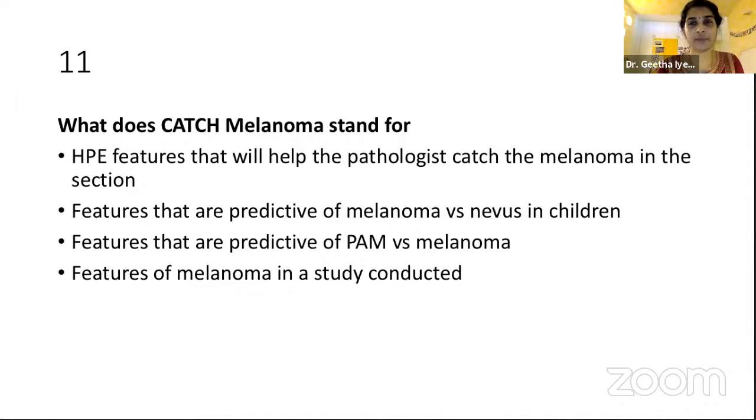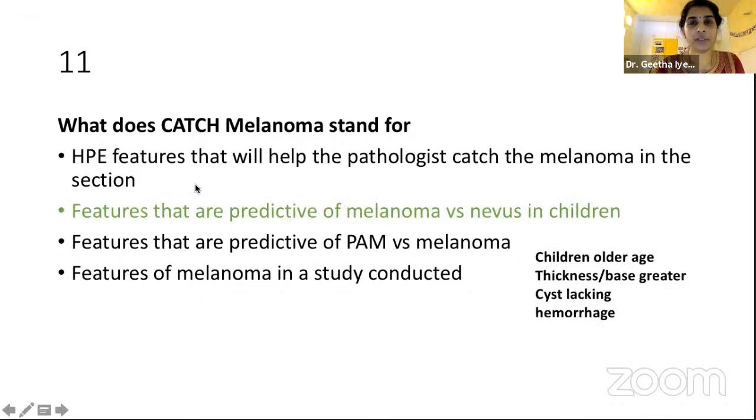4% have said that it's predictive of melanoma versus nevus in children. So basically, CATCH melanoma, its features that are predictive of melanoma versus nevus in children, a very catchy mnemonic by Shields on the particular features that basically help you differentiate nevus versus melanoma in children. Children older age, thickness or base greater, cyst lacking, and presence of hemorrhage.